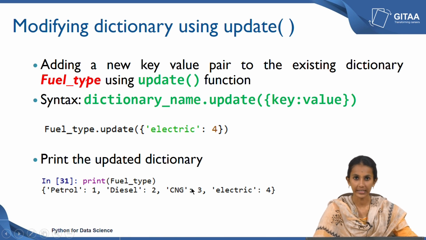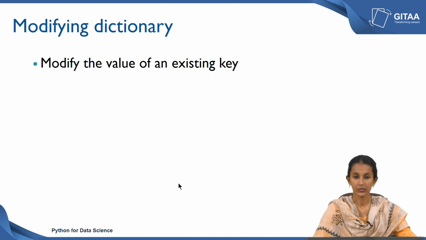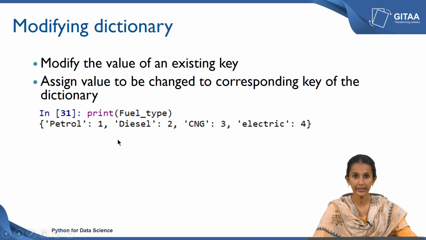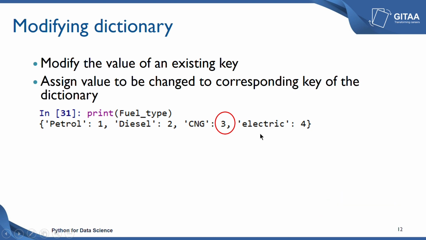So, you can assign a key and value to the existing dictionary, or else you can use the update function as well. If you wanted to modify the value of an existing key in fuel_type, we can also do that. Let us see how. Assign a value to be changed to the corresponding key of the dictionary. Our dictionary is fuel_type, right. This is our existing dictionary. I have 4 key value pairs: petrol corresponds to 1, diesel corresponds to 2, CNG corresponds to 3. Now we wanted to change the value of 3 to 5, so we will look at how to do that.